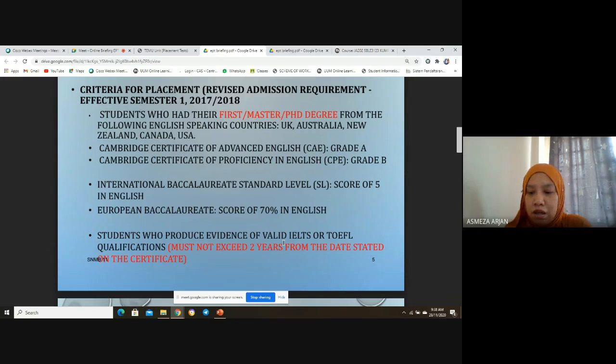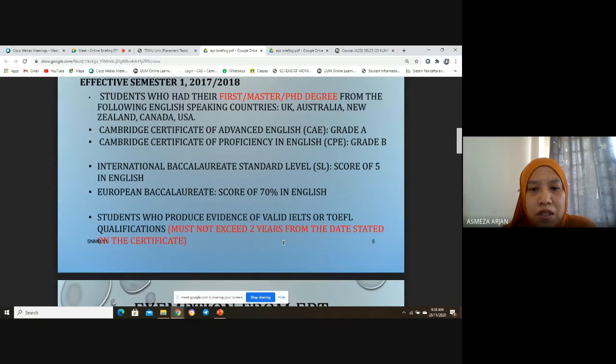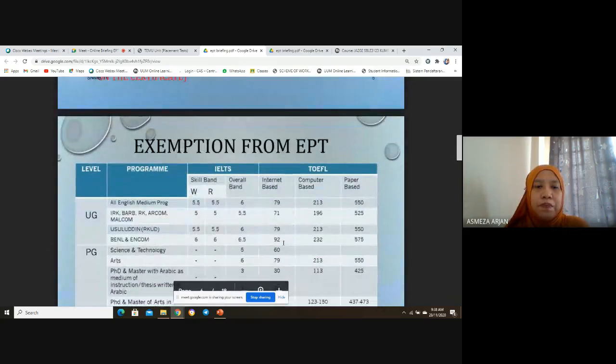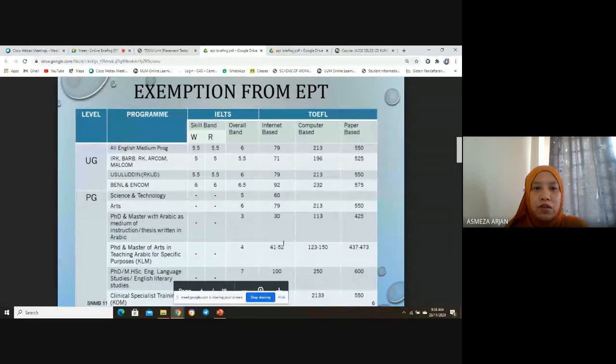Okay, so if now is November, we depend. If it's like end of November, maybe we can still accept. But if you have taken it in October or September or August of 2018, then it will no longer be valid. You have to produce a new one, because it is only valid for 2 years. So that is exemption from EPT for the IELTS and TOEFL.